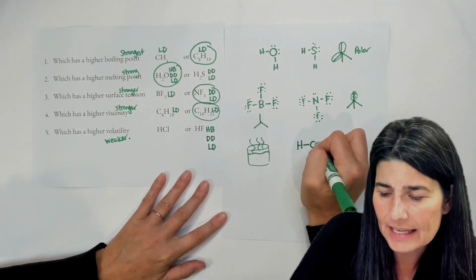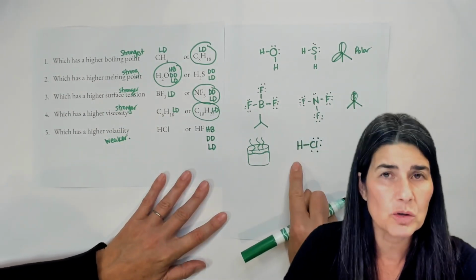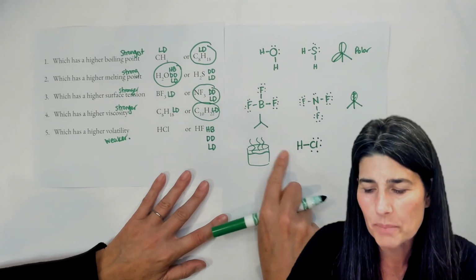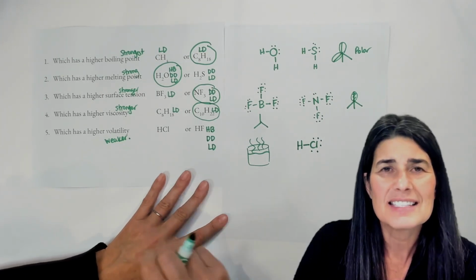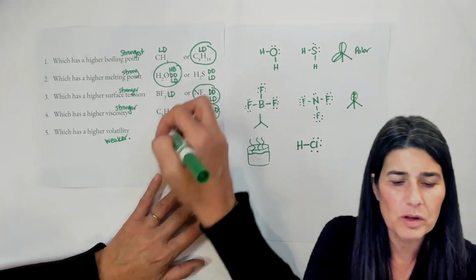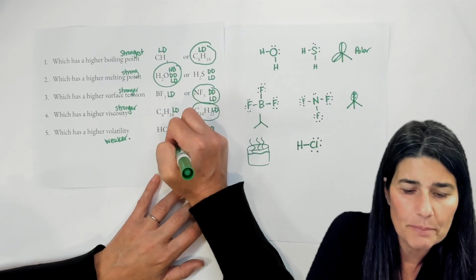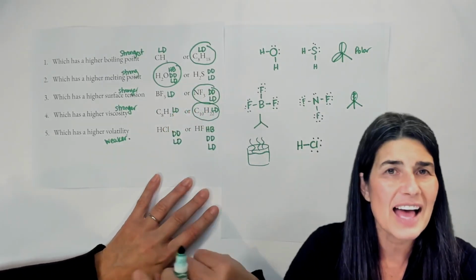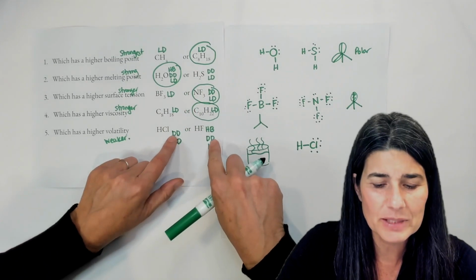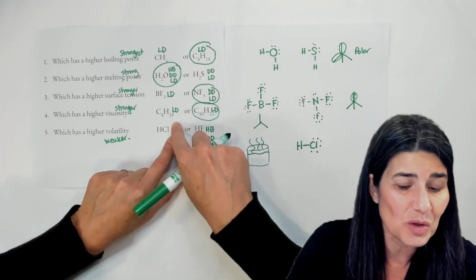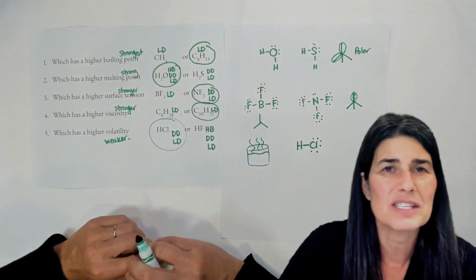HCl, on the other hand, is just a polar molecule. Chlorine wins the tug of war, pulls the electrons towards it. Since it is a polar molecule, it experiences dipole-dipole and London. I want the weaker one. London, dipole-dipole, H bonding wins, so the weaker one is HCl.